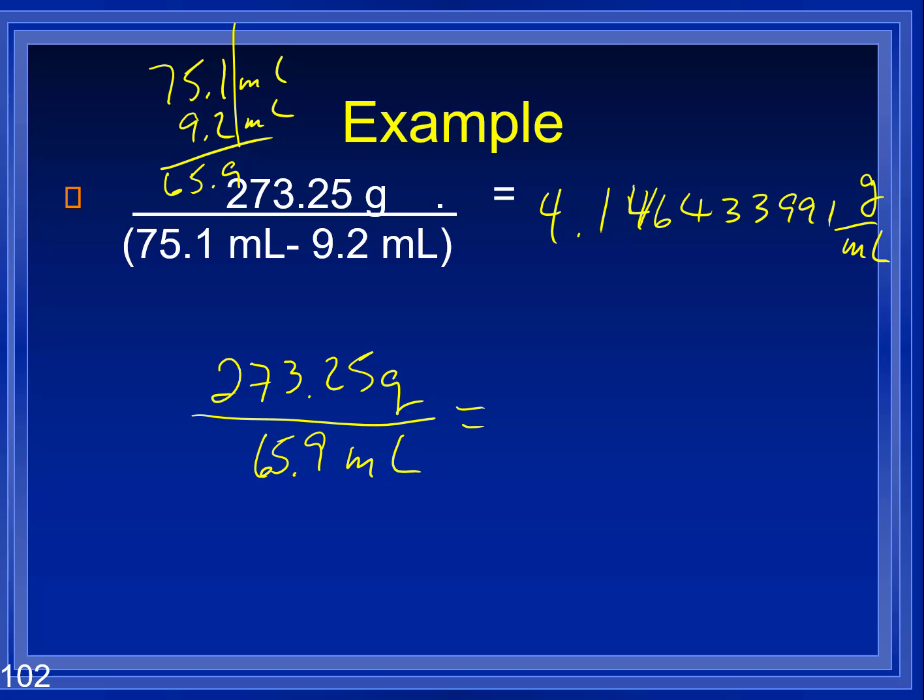Now I'm ready to do the division. 273 divided by 65.9 gets me 4.14. Oops, I forgot the 0.25. So it's 4.146, which is 4.15. And that's grams over milliliters because they didn't cancel each other out.